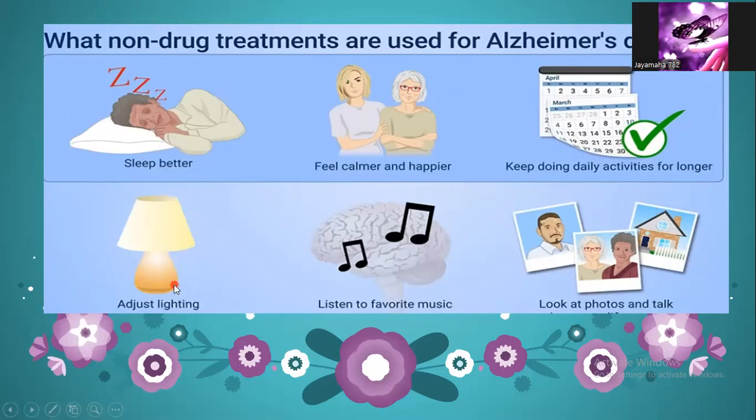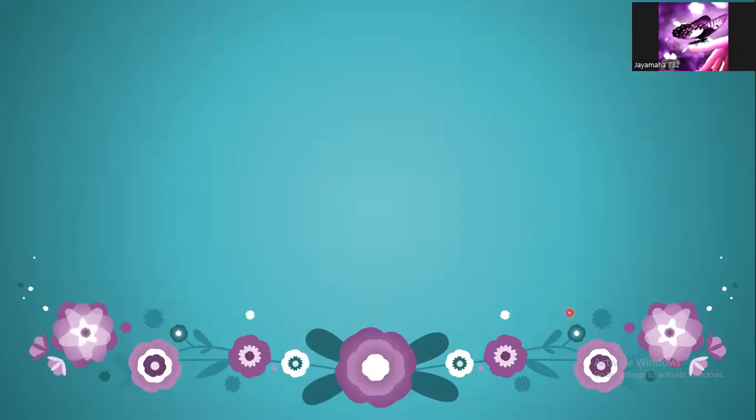Here it depicts adjusting lighting to create a comfortable environment. And the next picture shows that listening to favorite music will stimulate memory and emotion. Finally, looking at photos and talking will help to recall memories and aid communication of Alzheimer's patients.